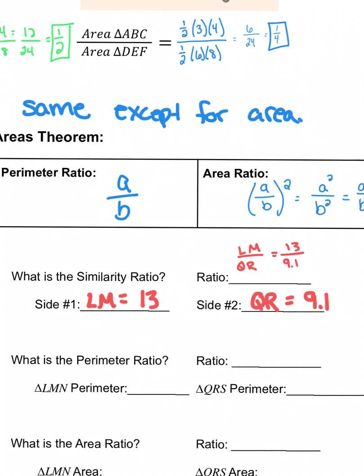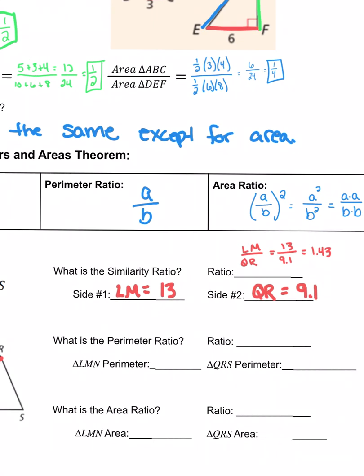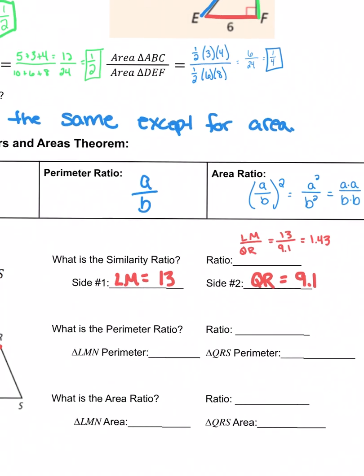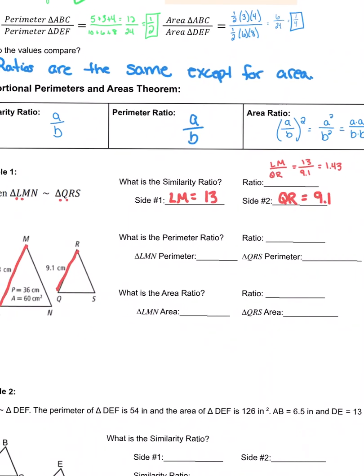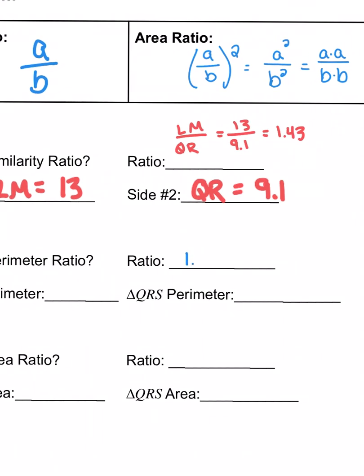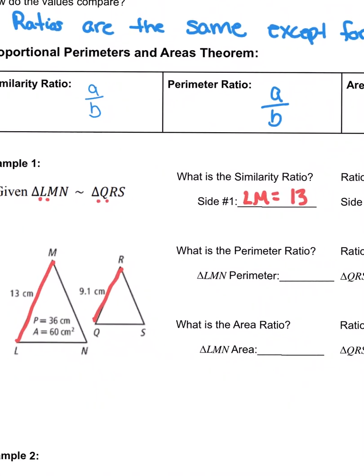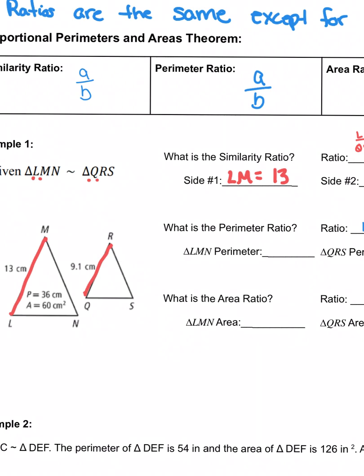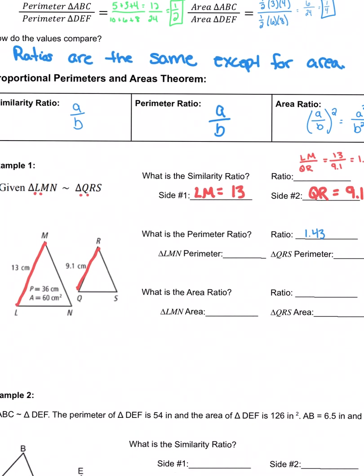9.1. Okay, and then if we go ahead and divide that one out, it's going to give us 1.43. Hopefully you double checked my math with that one. Now we know with our perimeter ratio, those should be the same. So I'm going to put my ratio as 1.43, and then I'm going to use that to check my work.